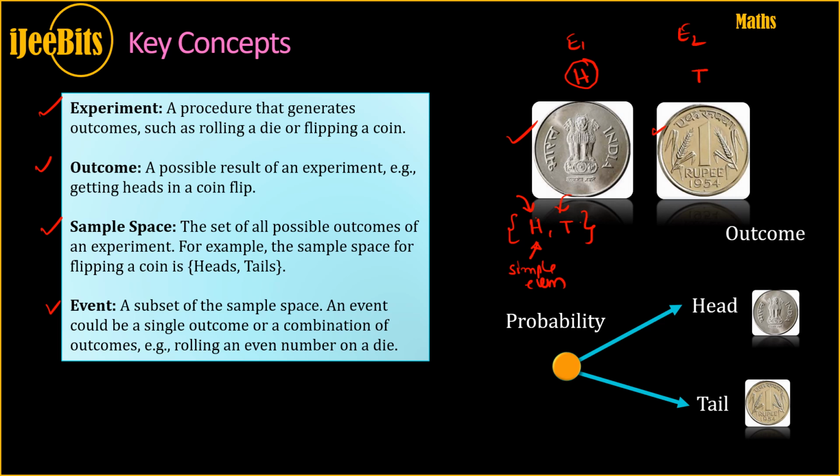Now, the probability of getting head from the two events is 1 by 2. Your favorable event count is 1, but your total possible events are 2, and hence the probability of getting head is 1 by 2. Similarly, for the tail it is also 1 by 2.